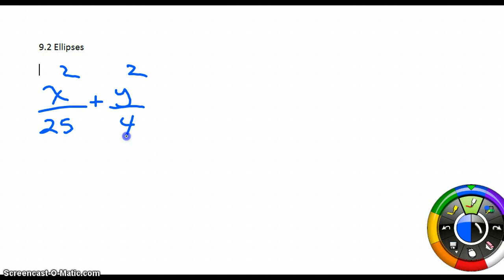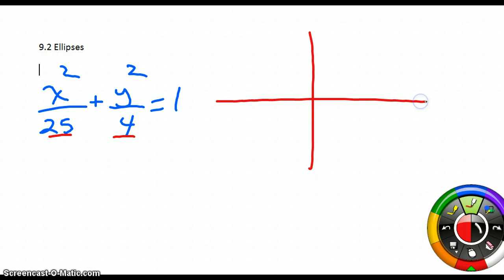So I'm going to give you x squared over 25 plus y squared over 4 equal to 1. And again, what you'll notice is that this will be an ellipse because we have different numbers. And these numbers will tell you in which direction we move. Right now, we'll just start off with the center being at (0, 0).